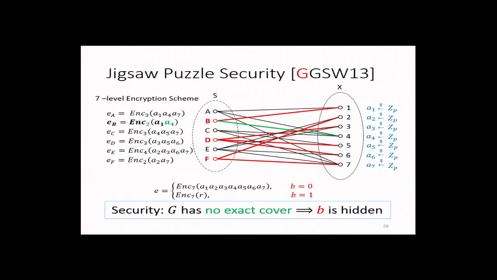So I'm going to remove this edge. And note the difference in the obfuscation. The only thing that's going to change is the ciphertext EB. So instead of having an encryption of the product of A1 and A4 at the second level, I'll just have an encryption of A1 at the first level. So now, just by the very fact that this graph does not have an exact cover, there is no combination of the pieces from A1 to EA to EF which can be multiplied together to obtain the product of A1 to A7 at the 7th level. And this naturally implies the security property here. Okay? Any questions?